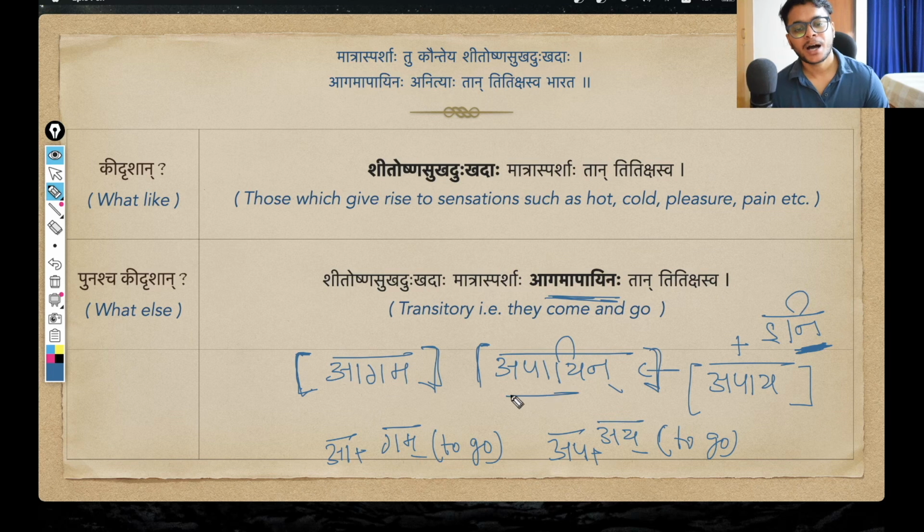But anyways, apayan. So apayan will mean something that is endowed with going, or basically you can rephrase it as something that goes, something that departs away. So together this simply implies something that comes, that approaches, and that goes away, that departs. And that is why I've mentioned it as transitory. Again, it is transitory, why? Because it comes and it goes.